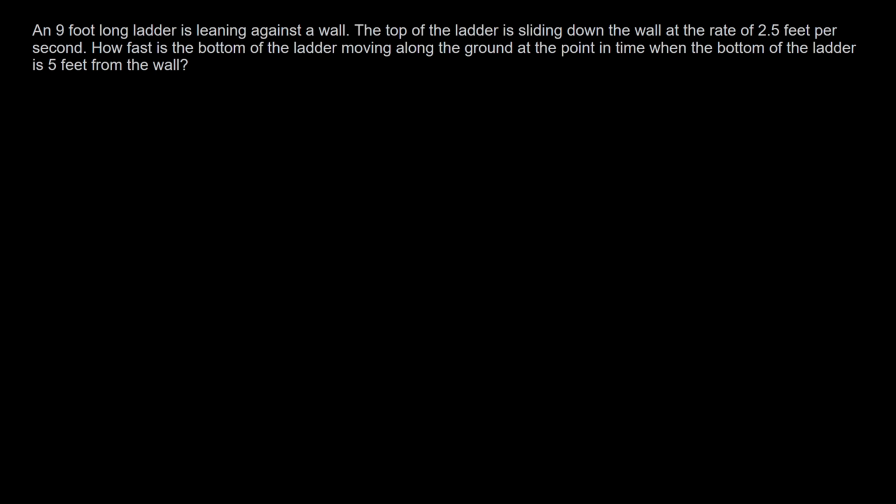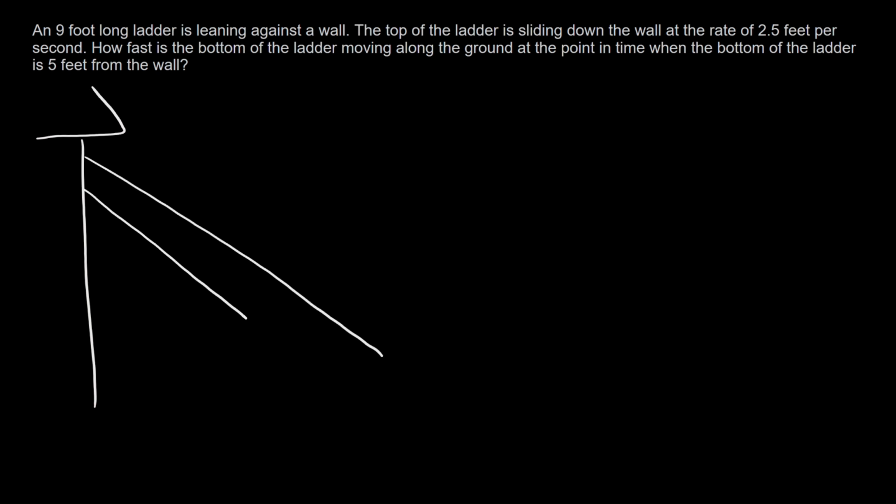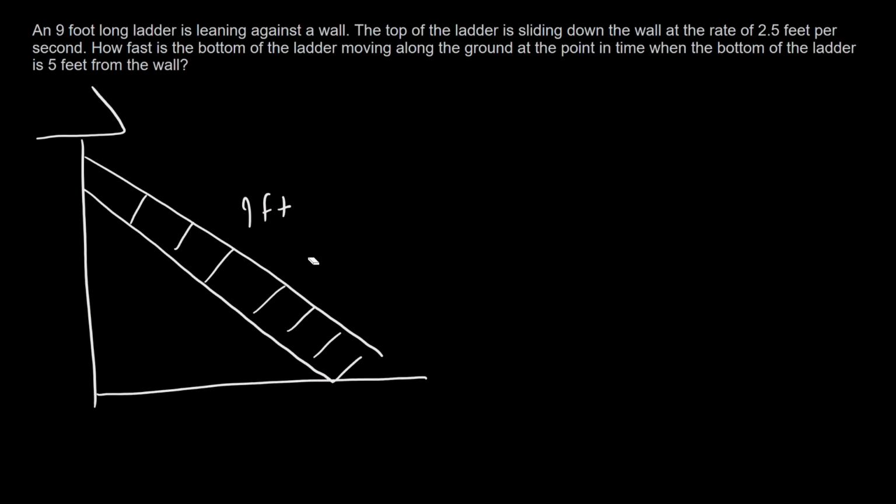So let's draw a diagram. So that's the house and this is the ladder. The ladder is 9 feet tall. And let's complete the triangle. And let's also label the triangle. So this is Z, X, and Y.